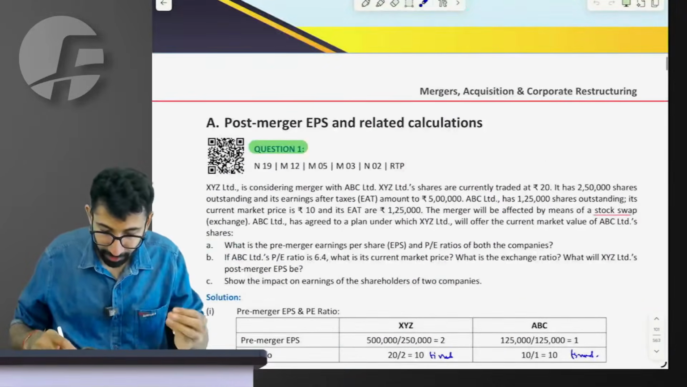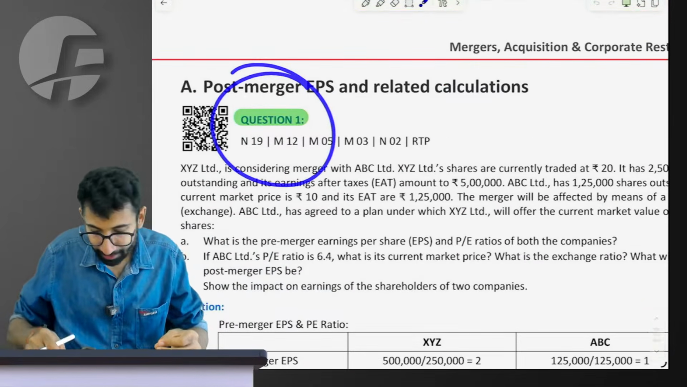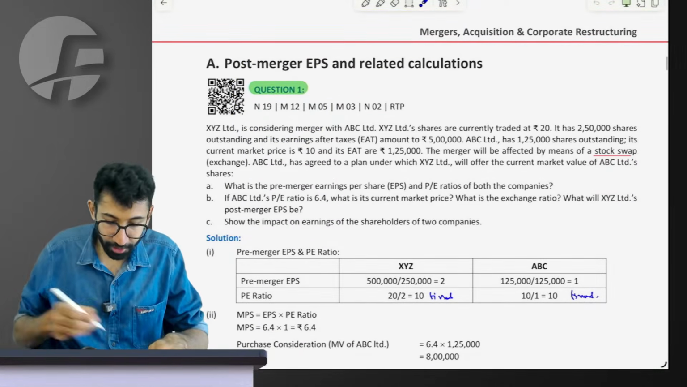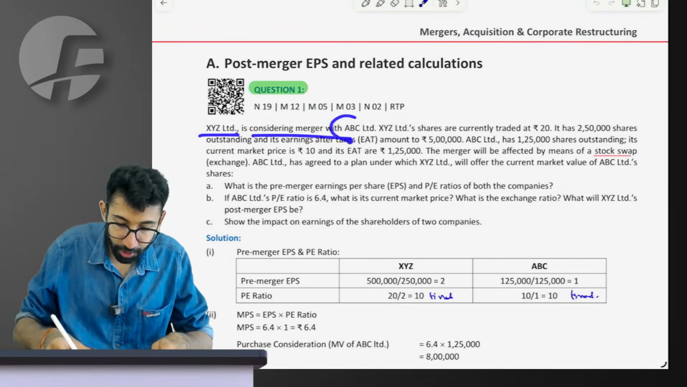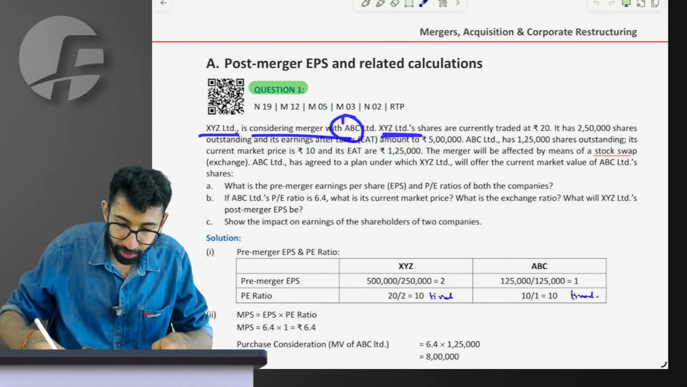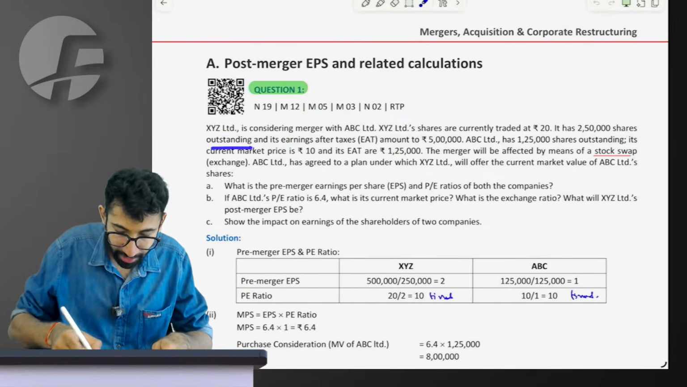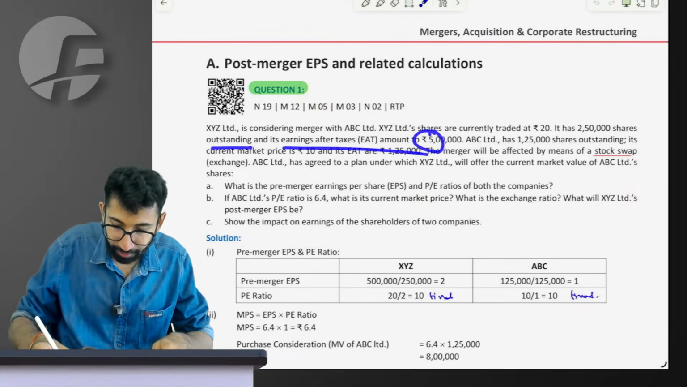Let's start with such a basic question. Question number one, people in the class. Let's do it. Question number one. XYZ is considering merger with ABC. XYZ Limited shares are currently trading at 20, has 2,50,000 shares outstanding and earnings after taxes 5 lakhs.